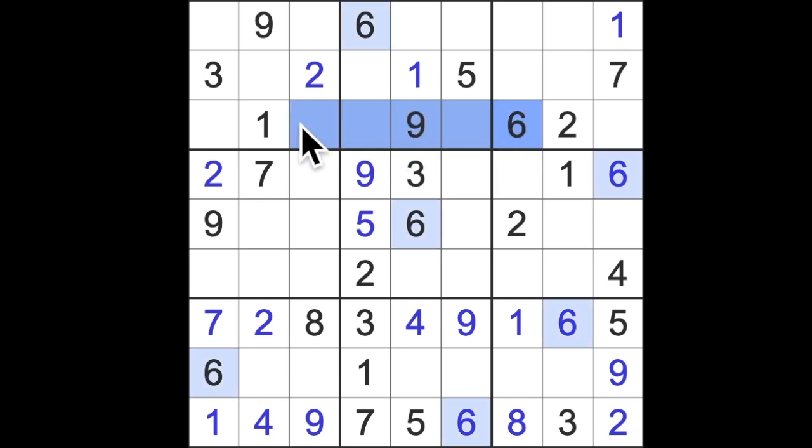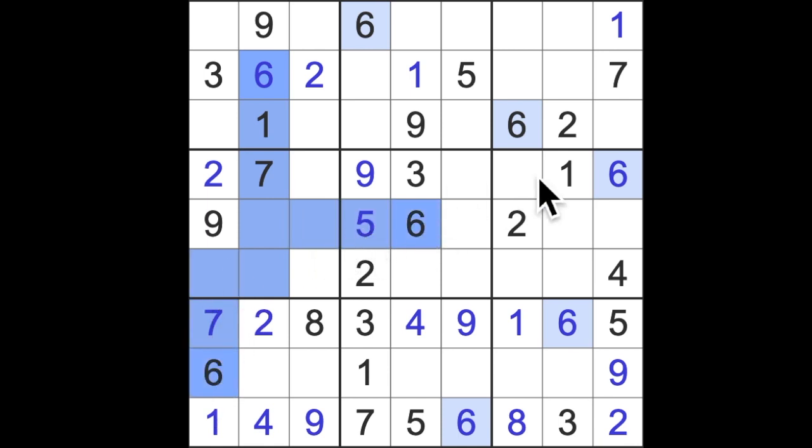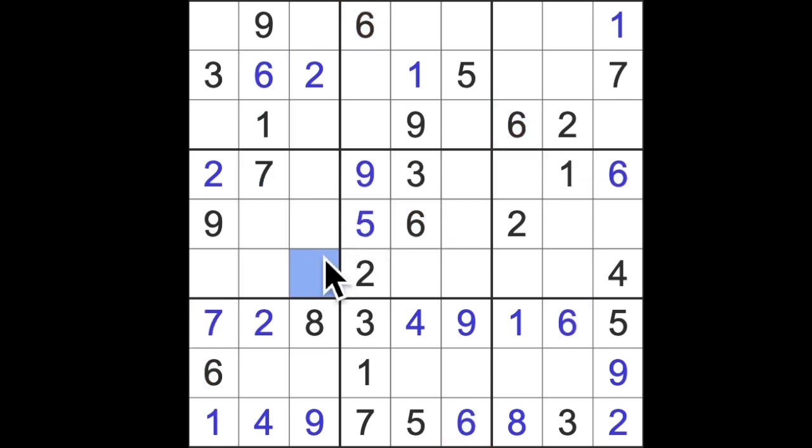Okay, six blocking across here, six blocking across here. There's a nice six waiting, juicy for us. Six blocking up here, six across here, six across here. There we go. Oh, and six is now finished, our first completed digit.